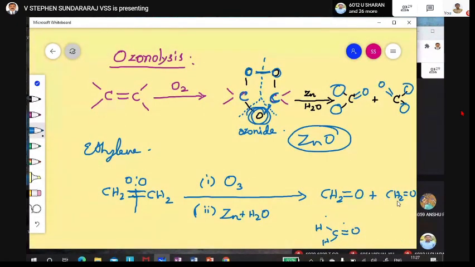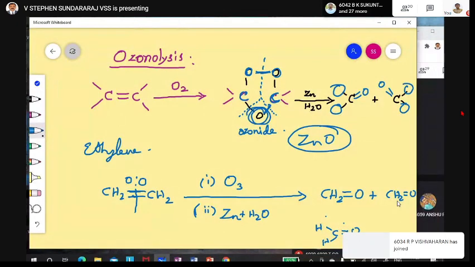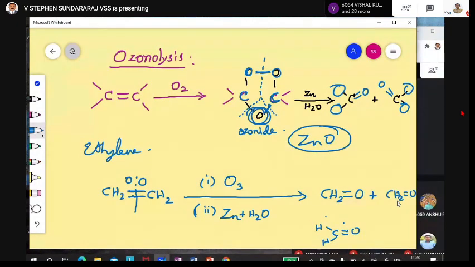Can anyone tell me what you will get in propylene? Right, this is how you have to understand, because wherever I am explaining more, that is the understanding time. In some places, I will just tell what is the reagent, the reactant, the product, and everything. So here ethylene is giving 2 moles of formaldehyde. And propylene will give 1 acetaldehyde and 1 mole formaldehyde.